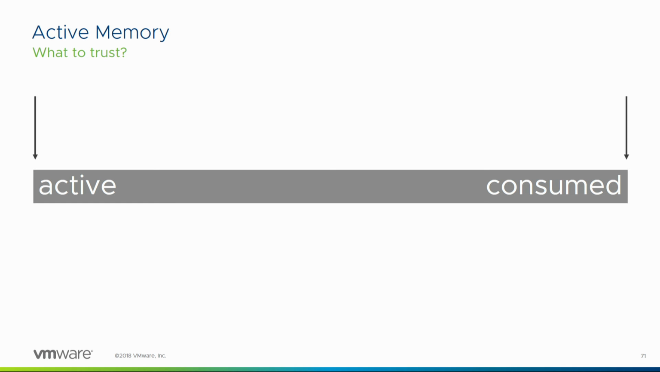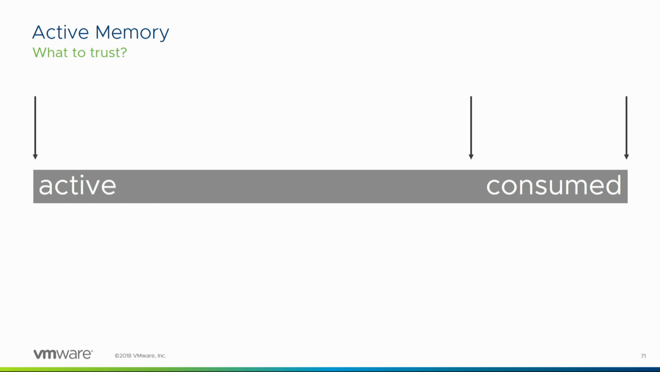But then consumed is on the other far end of the spectrum. Whatever you assign to a VM, if it's not contended for resources, will be consumed at some point in the future, right? So maybe that's a little bit too much. So you go in the middle. But where in the middle? What is the right amount of memory that you need to assign to a VM?